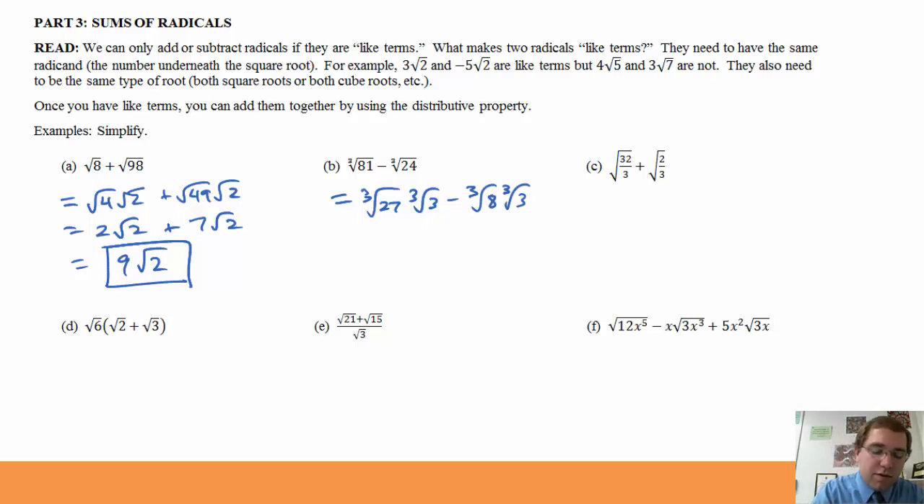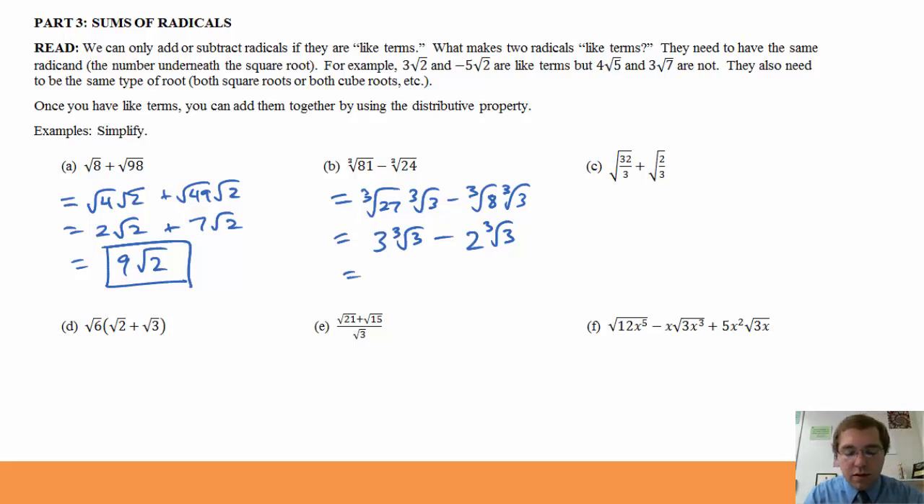Because I know the cube root of 8. And I know the cube root of 27. That's 3, so this is 3 cube root of 3 minus the cube root of 8 is 2. So 2 cube root of 3. So the more you do this, the more you'll remember and recognize the numbers that you know the square roots of, and the cube roots of, and the fourth roots of.